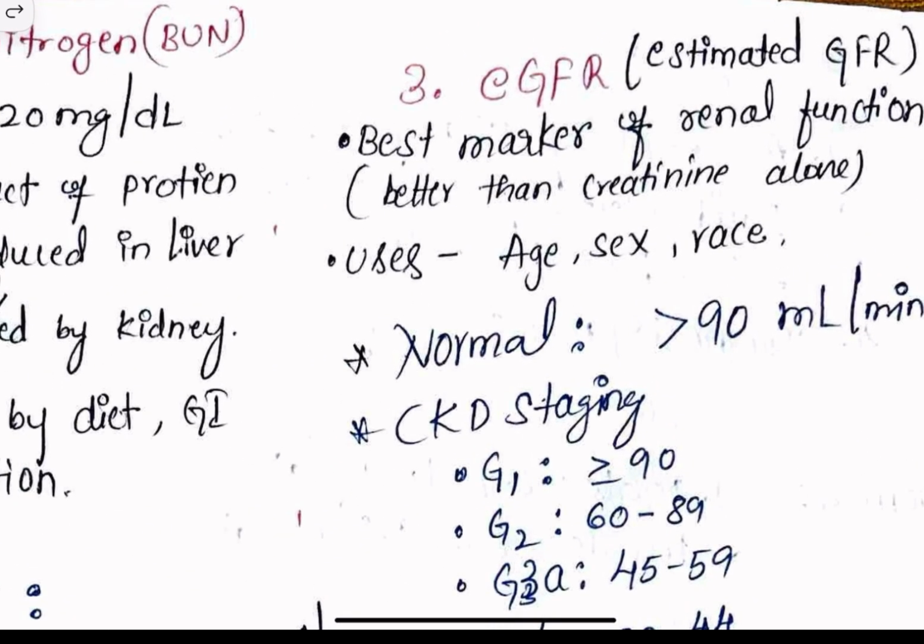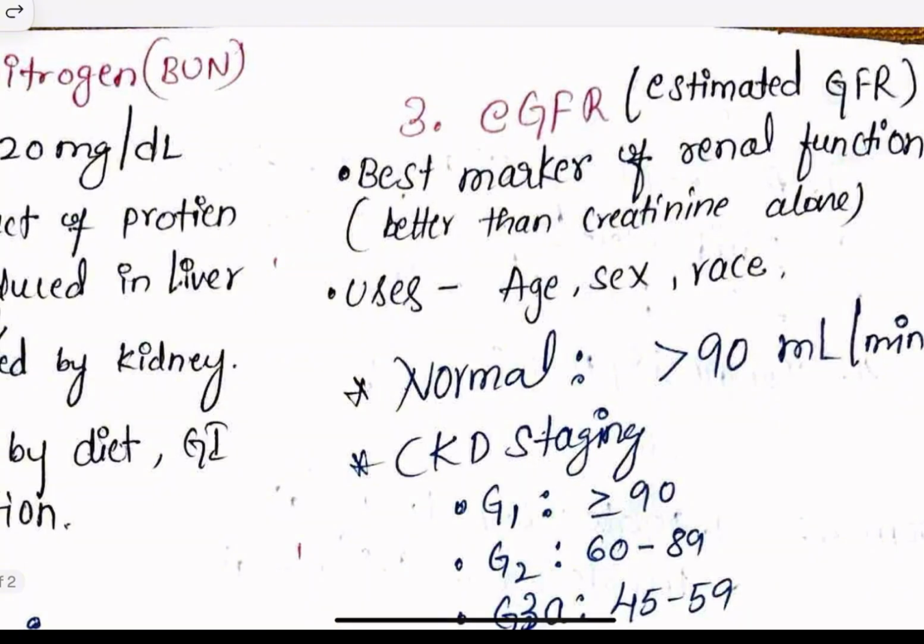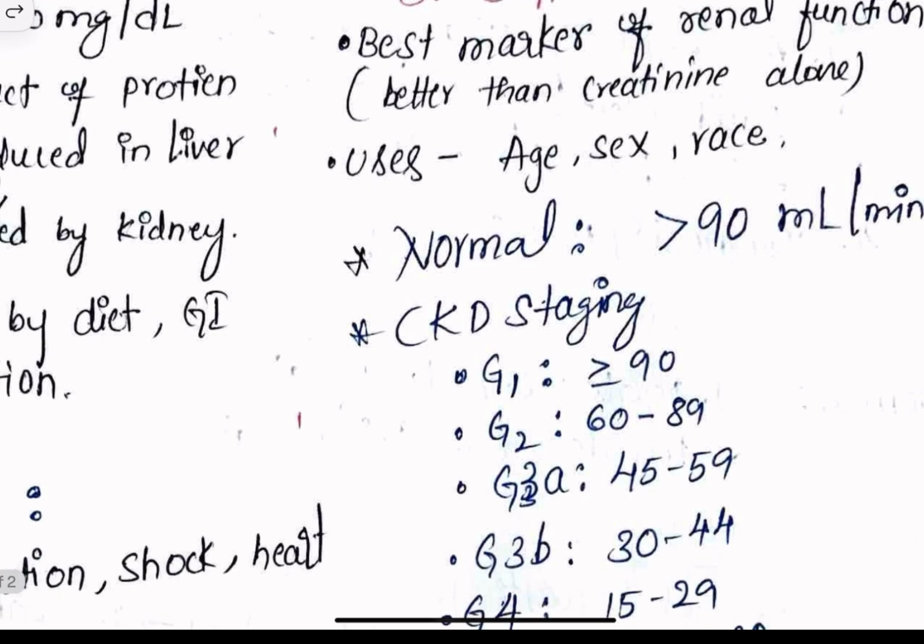So let's learn the third point, that is eGFR. E stands for estimated GFR, glomerular filtration rate. eGFR is the best marker of renal function. It is better than creatinine alone because it directly measures the waste products filtered from the blood in the kidney. It uses age, sex and race. The normal value of eGFR will be more than 90 ml per minute.